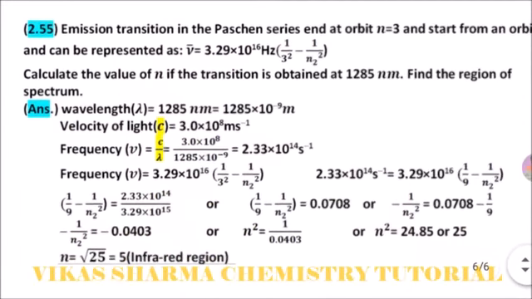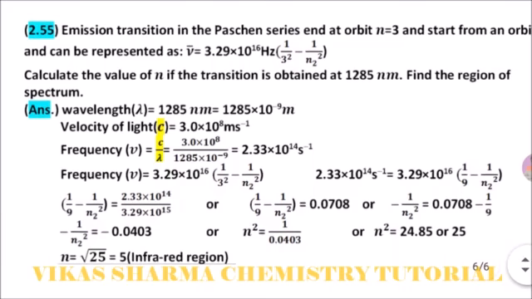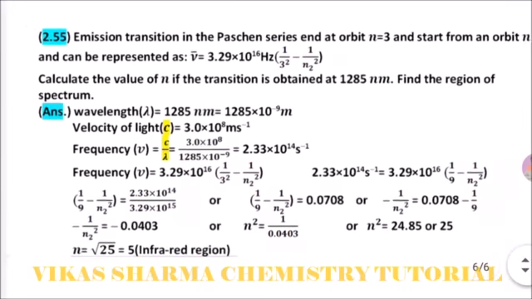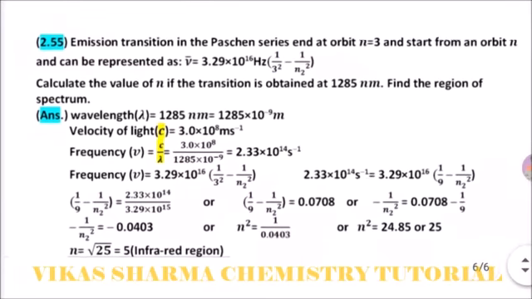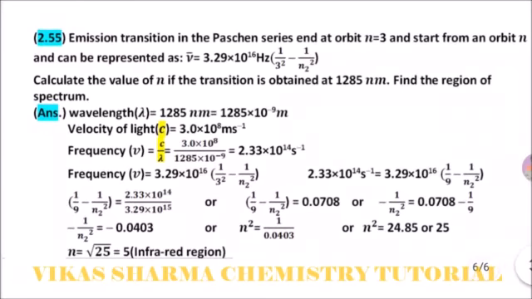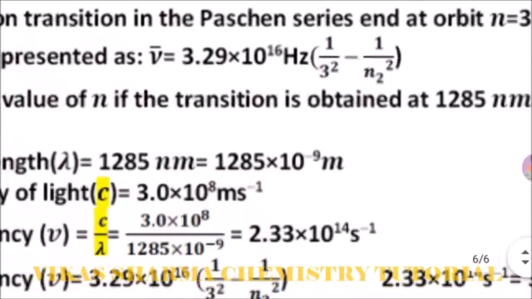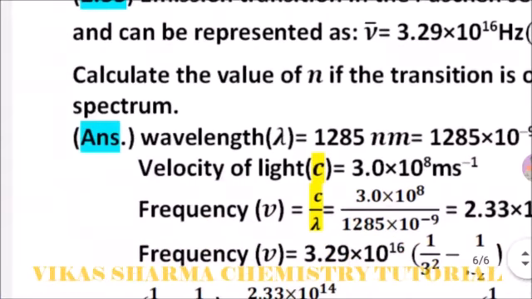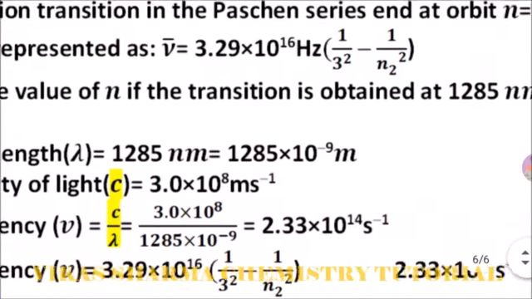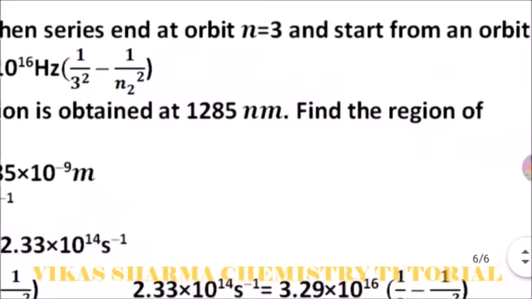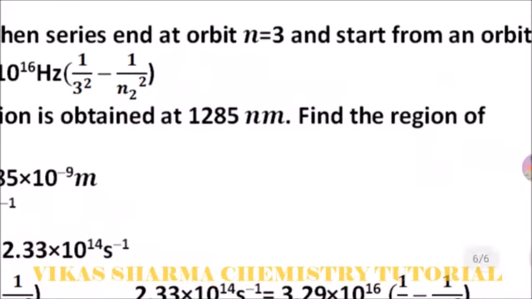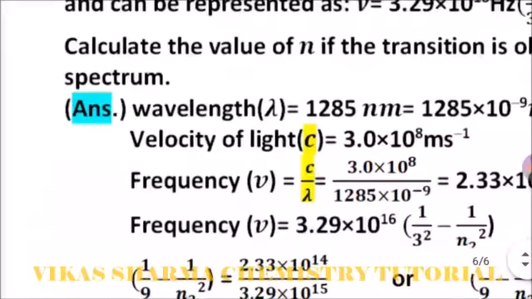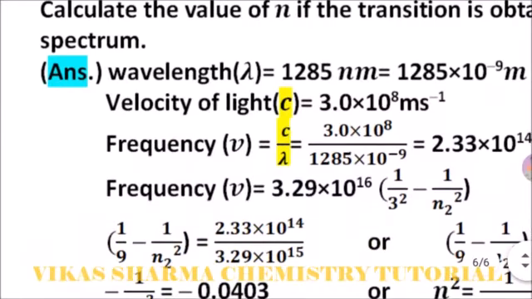Imagine a transition in the Paschen series, ending at orbit n equal to 3 and starting from an orbit n2. It can be represented as nu equal to 3.29 into 10 to the power 15 hertz, times 1 upon 3 square minus 1 upon n2 square. Calculate the value of n2 if the transition is obtained at 1285 nanometer. Find the region of the spectrum.